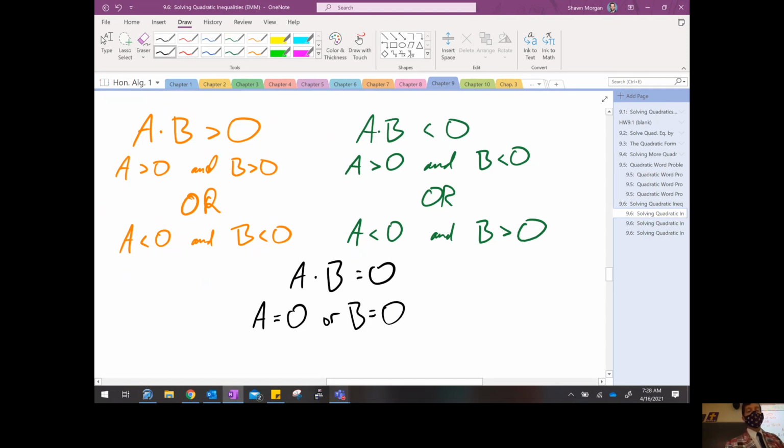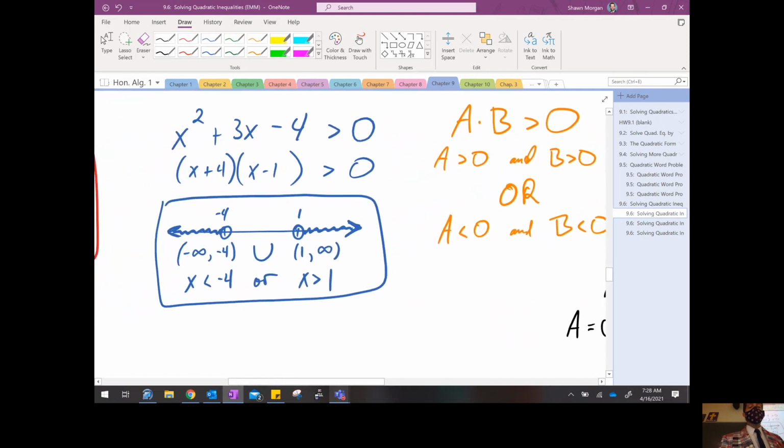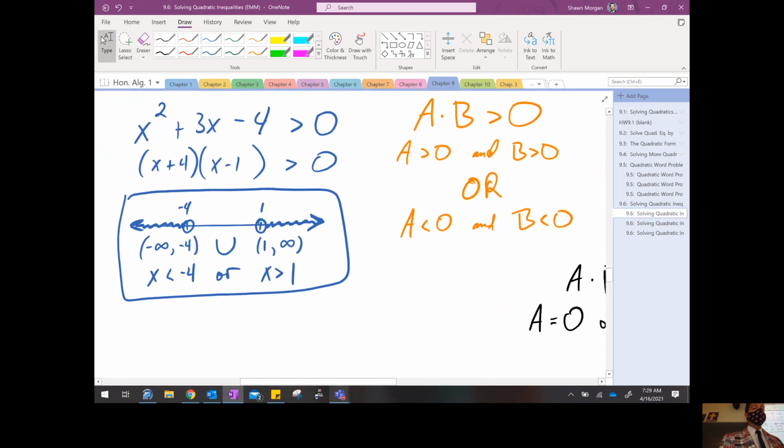So you and I have talked about this down here at the bottom as our zero product property, right? In black. Well, up at the top in orange and in green, those are both sort of extensions of that thought process. The ZPP is just much easier because it's an equation and not an inequality.